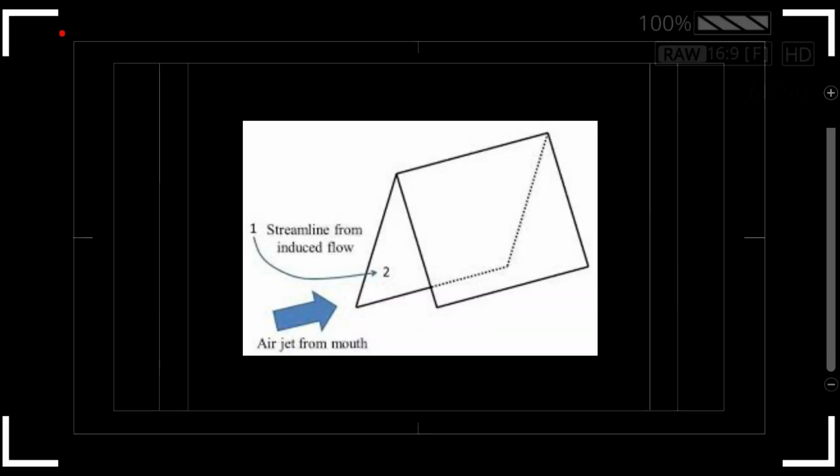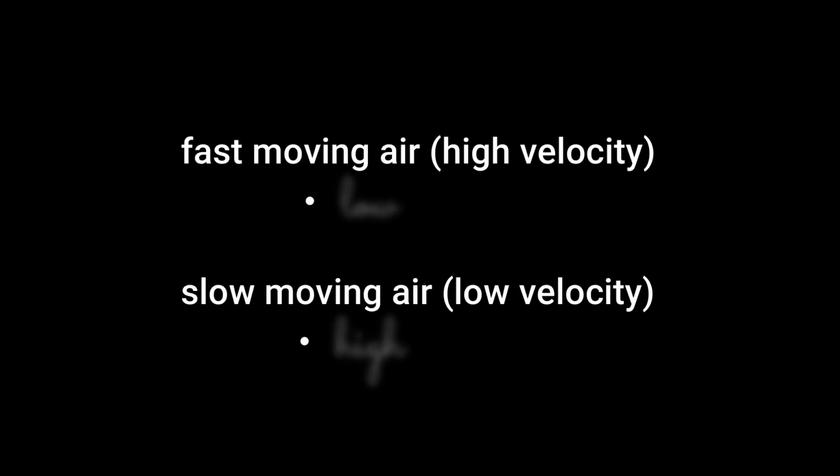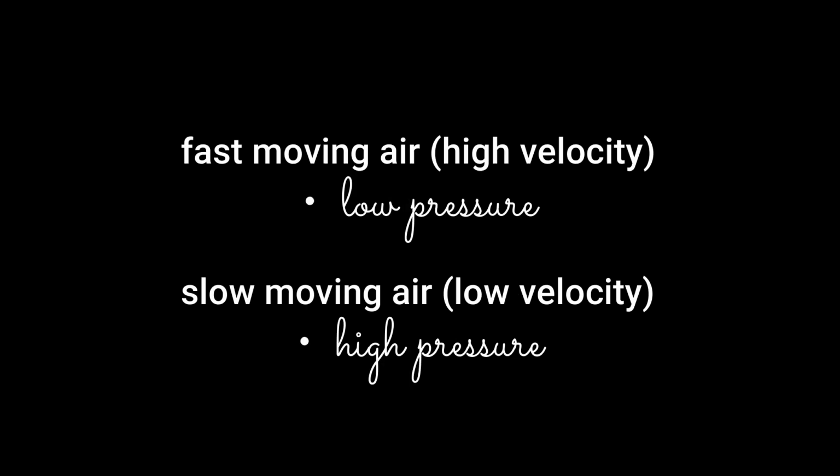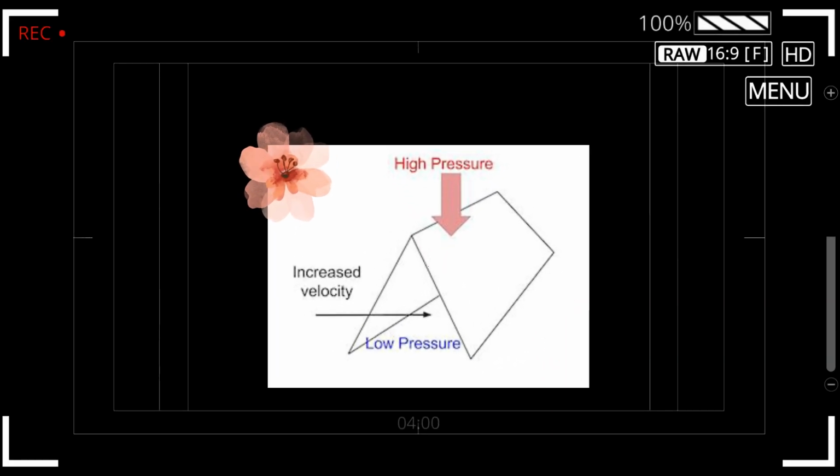Based on the paper tent activity, we've seen that the right and left walls of the tent are attracted to each other and the whole structure collapsed when air is blown through the hole. How is that possible? As we all know, the faster moving air has the lowest pressure. Thus, when air is blown, the pressure inside the tent becomes lower while the pressure outside the tent is higher.